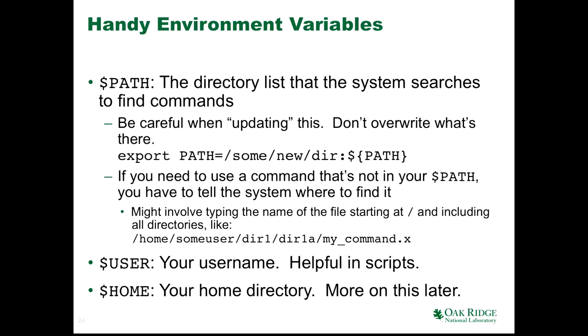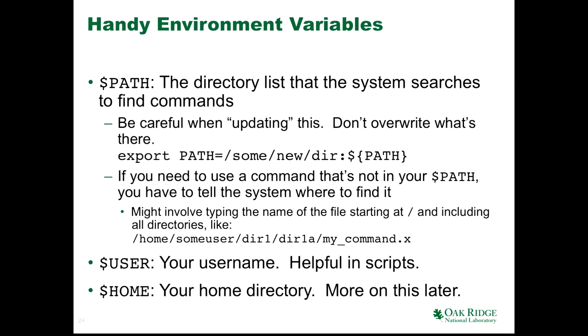Oftentimes you'll need to update this if you add a program or something else that you want to be able to call by its very short name. You'll need to add to your path. When you do this, you want to be careful that you don't wipe out everything that's already set in your path. So if you look in the example, I have export. Again, it's an environment variable, so we use export. PATH equals /some/new/directory, and then a colon, and then a $ sign and the word PATH. So what that means is set path equal to this new value followed by everything that's already in path. So I'm prepending some new directory to path.